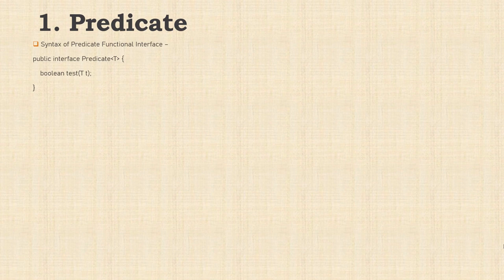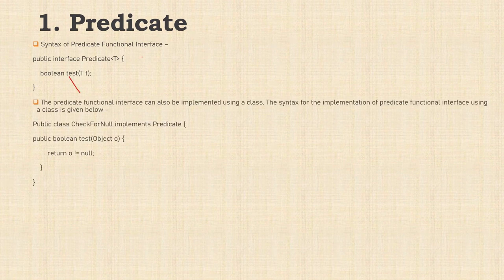And the syntax of the predicate functional interface, if you see the Java code, you'll get an interface Predicate. Only one test method will be there, which will take input here, and it's returning boolean as a return value. Here you can write Integer, String, Long, Double, anything you can write.